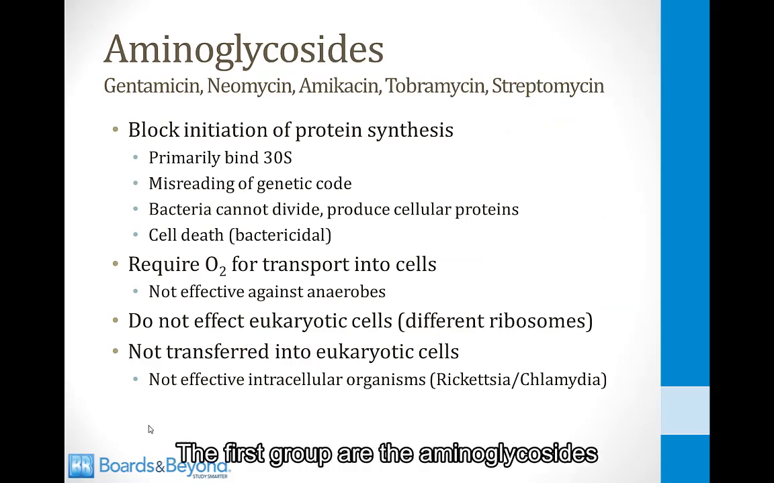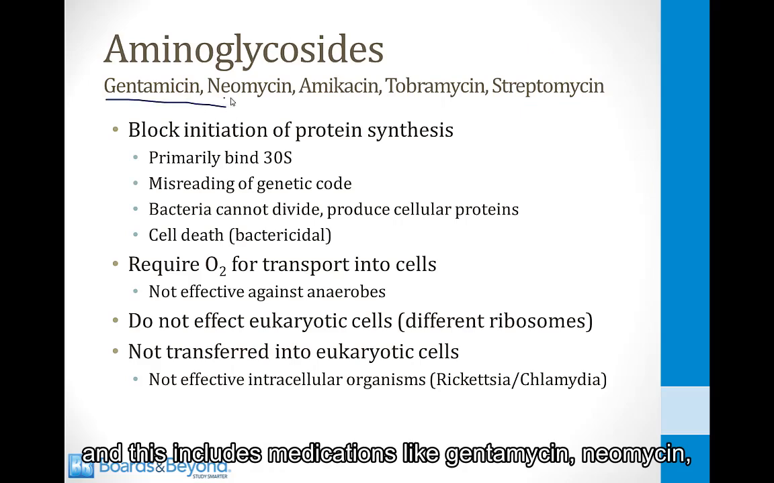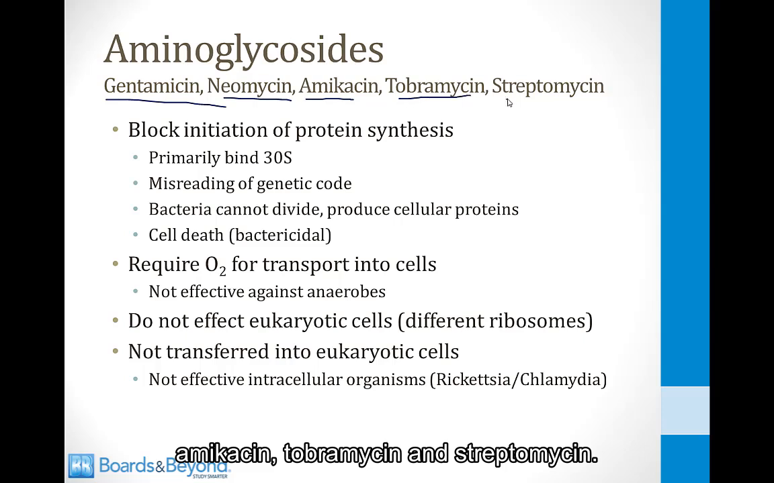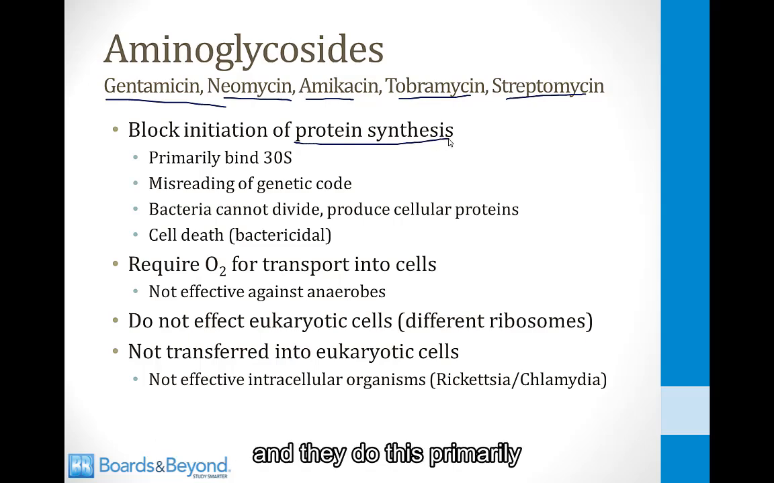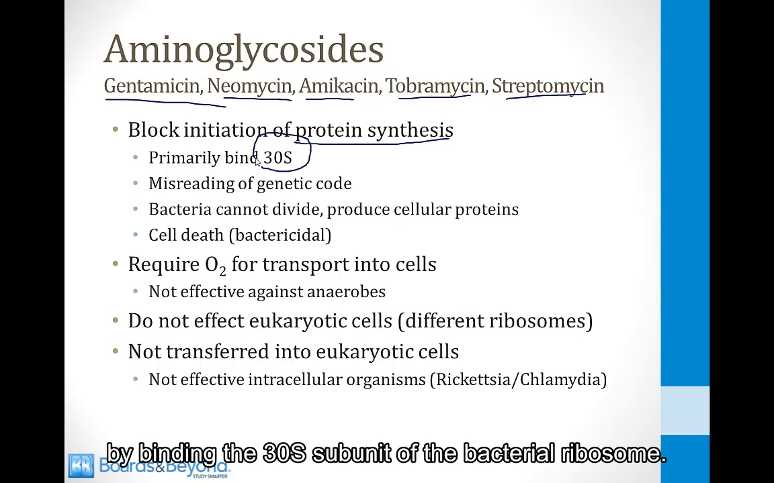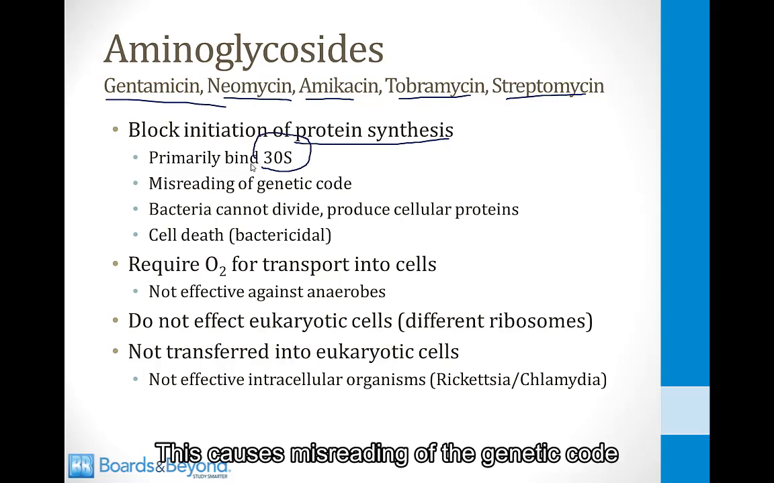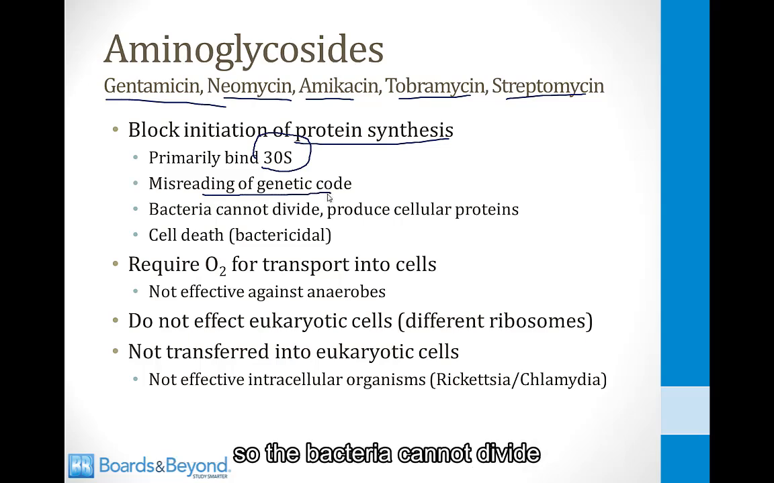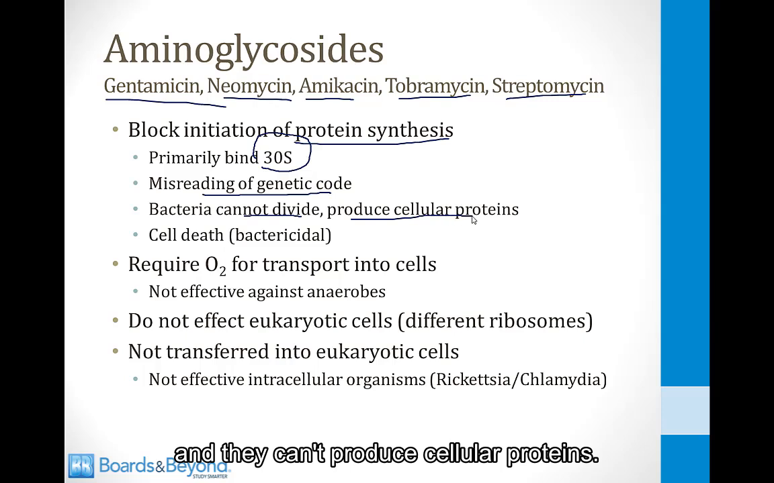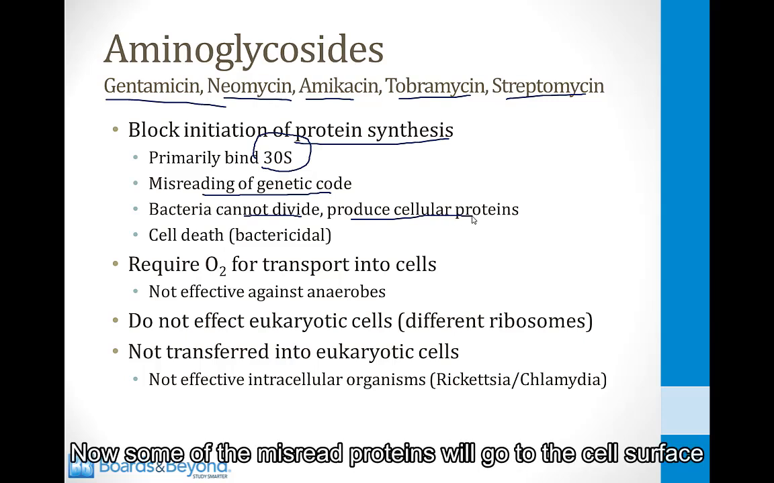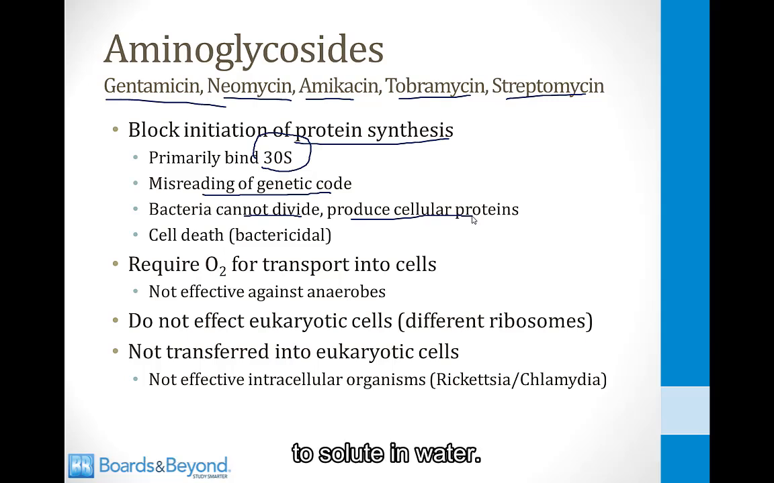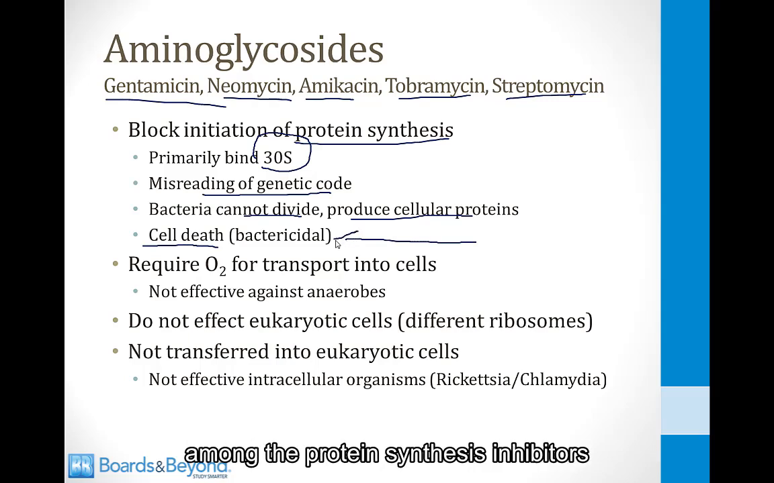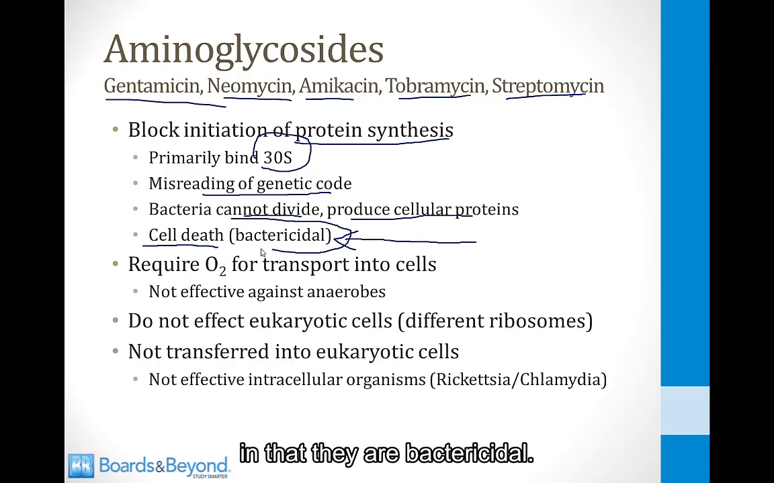The first group are the aminoglycosides, and this includes medications like gentamicin, neomycin, amikacin, tobramycin, and streptomycin. All of these drugs work by blocking the initiation of protein synthesis, and they do this primarily by binding the 30S subunit of the bacterial ribosome. This causes misreading of the genetic code, so the bacteria cannot divide and they can't produce cellular proteins. Now, some of the misread proteins will go to the cell surface and cause the bacteria to become more permeable to solutes in water. This will lead to bacterial cell death, and aminoglycosides are unique among the protein synthesis inhibitors in that they are bactericidal.